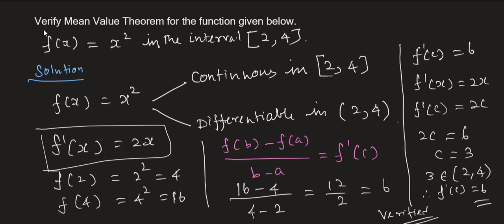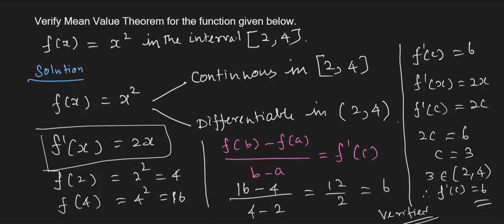Now let us discuss the problem based on verification of mean value theorem. Verify mean value theorem for the function f of x is equal to x squared in the closed interval 2 and 4. Let us proceed. We need to verify this.